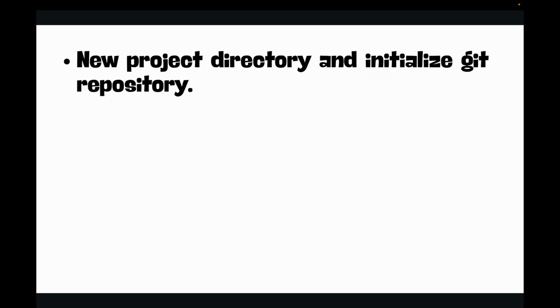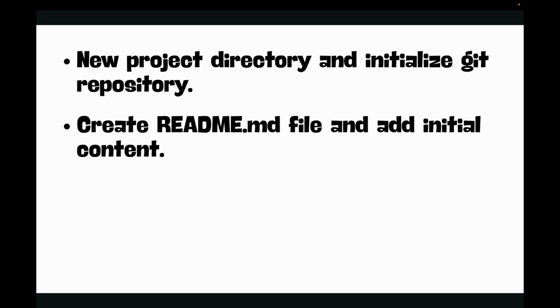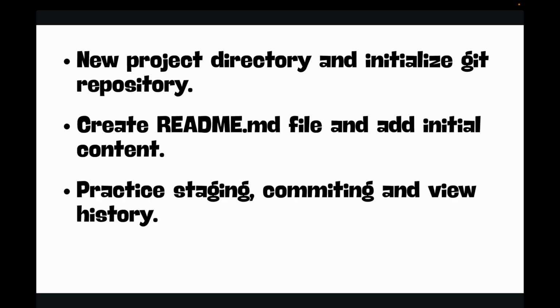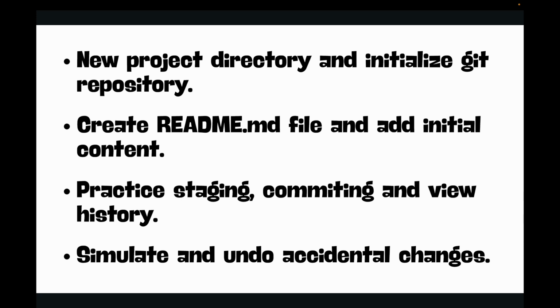We will create a new project directory and initialize a Git repository. Create a README file and add initial content to it. We will practice the core workflow, which is staging, committing, and viewing the history multiple times. And then we will simulate and undo accidental changes using Git restore commands. Are you ready? Open up your terminal or Git Bash and let's get building.